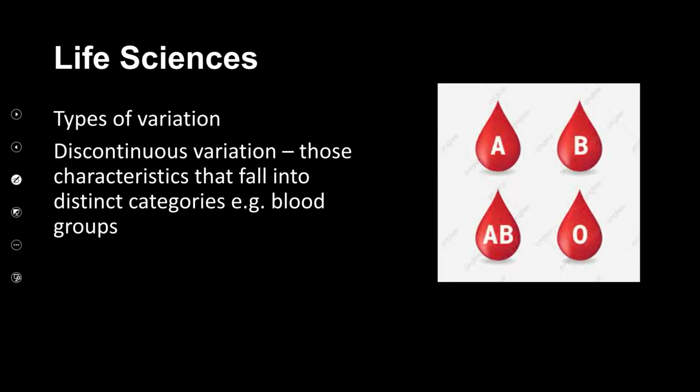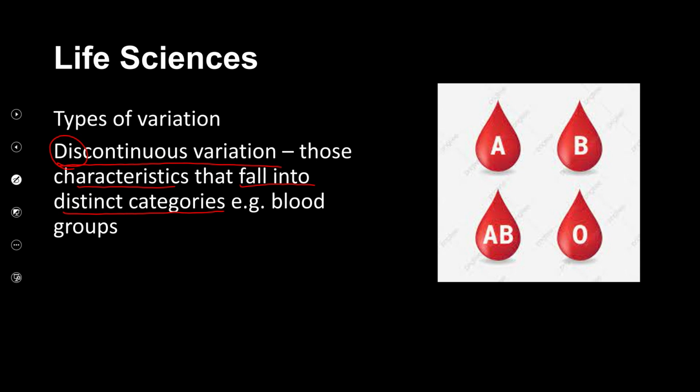Okay, another type of variation is called discontinuous variation. As soon as we see the first part, discontinuous, that means that it doesn't flow. There is no continuation. That gives us a hint as to what this type of variation is. If we have a look at the definition, it's those characteristics that fall into distinct categories. So discontinuous variation is all those characteristics that place us specifically into different categories.